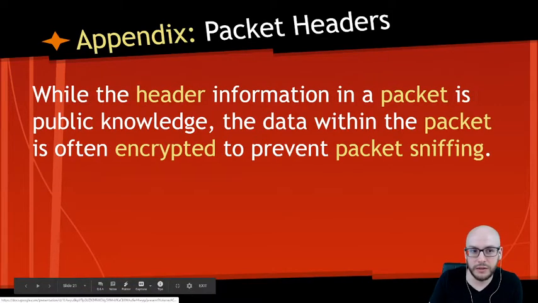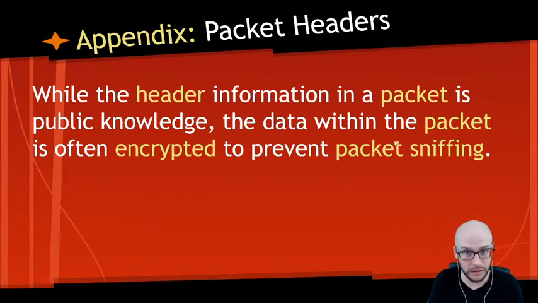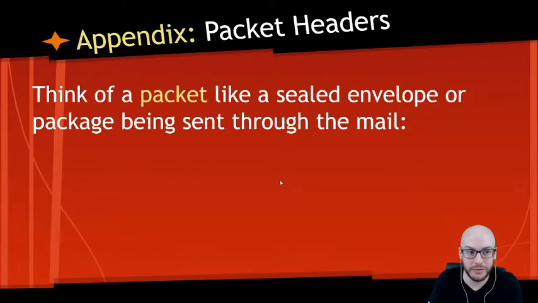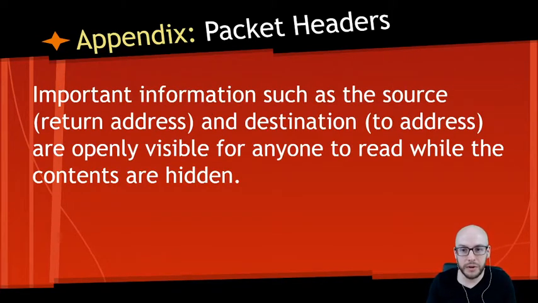Okay. Got a little appendix here. While the header information in a packet is public knowledge, the data within the packet, known as the payload, is often encrypted to prevent packet sniffing. Think of a packet like a sealed envelope. Again, our mail analogy is coming back. Important information, that is the source or return address, and the destination or the to address, are openly visible to anyone to read while the contents are hidden, in theory. We'll talk about that. In theory, the contents are encrypted, hidden.